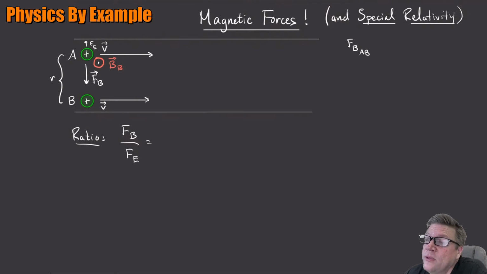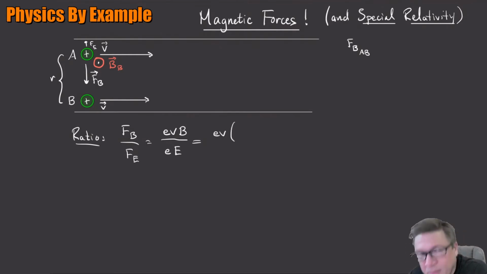The magnitude of the magnetic force is qvB sine theta, but as in most of our other examples, theta is 90, so sine theta is 1. Let's suppose they're just protons, so the charge is just e, and this is e v times the magnetic field. And the electric force is just e times the electric field. But we know what the magnetic field and the electric field are. So what is the magnetic field from charge B up there? What's the magnetic field from a point charge?